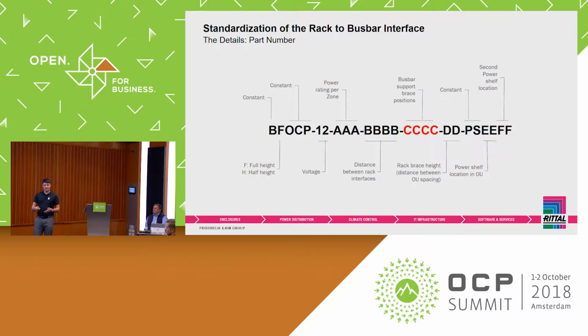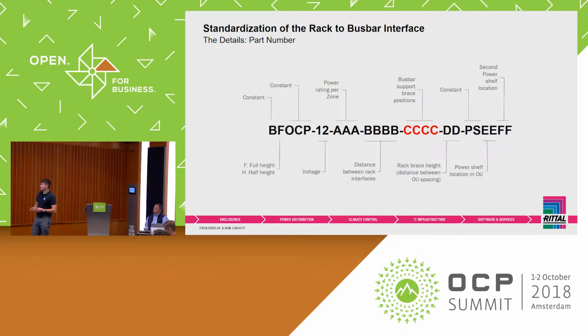3 A's, as we're getting up now to the hundreds in the power, as we've been talking about. Next is the distance between the rack interfaces. So that's in millimeters. So right now, 2028 millimeters, whatever it is for Facebook. Next, we have the busbar support brace position. So right now, you can either have one or two based on the weight of the busbar. So the first numbers, say 09, would be position OU 9, and if there was two, you'd have 09 18, and then they'd be in those positions.